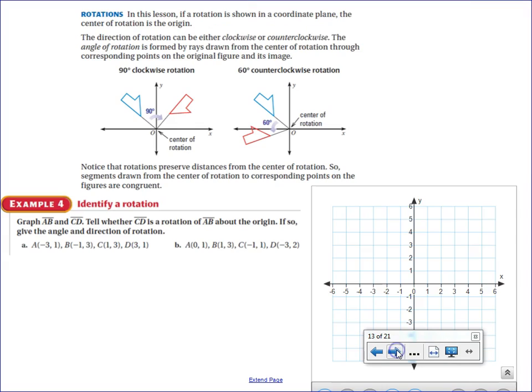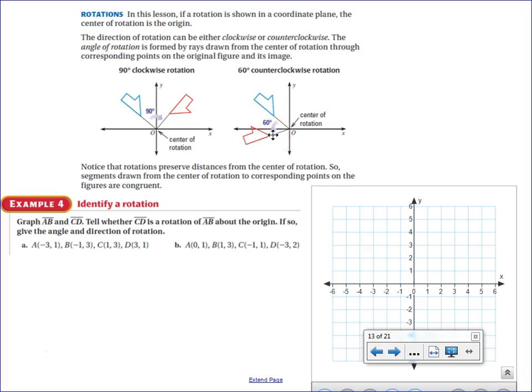Next slide. Okay, so let's talk a little bit more about rotations. I talked about clockwise, counterclockwise before. Just the way the clock turns, clockwise, counterclockwise. The angle of rotation is the angle formed as we connect one point to its center of rotation and connect that same point after the rotation. What is the angle formed? So this is a 90-degree angle. This is a 60-degree angle.